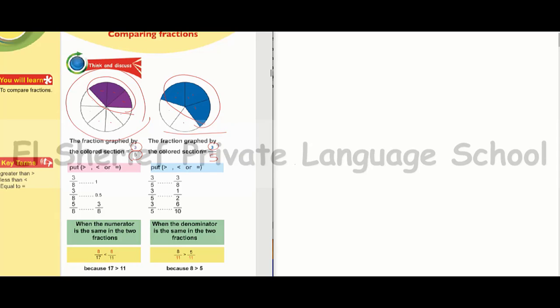Here we need to compare, using more than, less than, or equals, 3 over 8 and 1. We can change 1 to become 8 over 8. Here we have the same denominator, so we can cancel it. 3 and 8: 3 is less than 8. So 3 over 8 is less than 1.